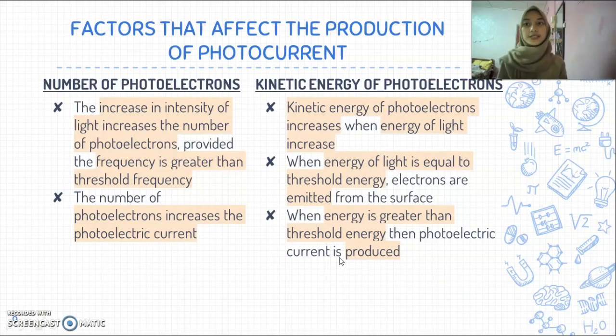The third factor is the number of photoelectrons. The increase in intensity of light increases the number of photoelectrons, provided the frequency is greater than the threshold frequency. In short, we can say that the number of electrons increases the photoelectric current. Lastly is the kinetic energy of the photoelectrons. The kinetic energy of the photoelectron increases when light of high energy falls on the surface of matter. When energy of light is equal to threshold energy, then electrons are emitted from the surface, whereas when energy is greater than threshold energy, then photoelectric current is produced.